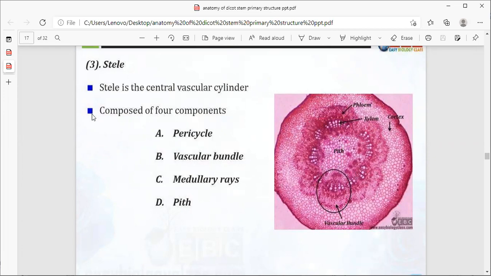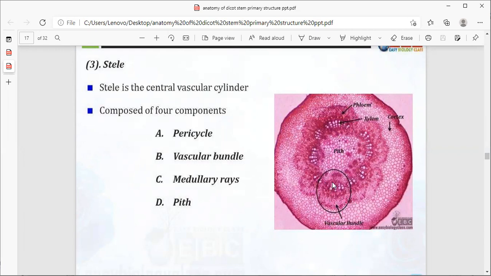So it's composed of again the four parts: pericycle, vascular bundle, medullary rays, and pith. Below this endodermis, the pericycle is present. These are the vascular bundles, xylem and phloem. So this one, we can clearly find out here.